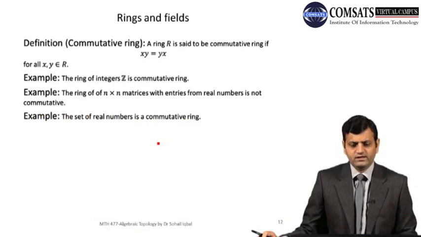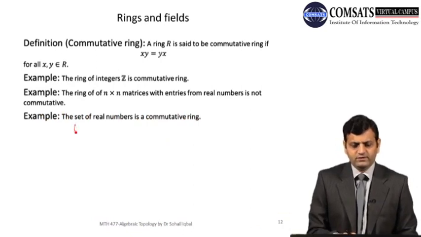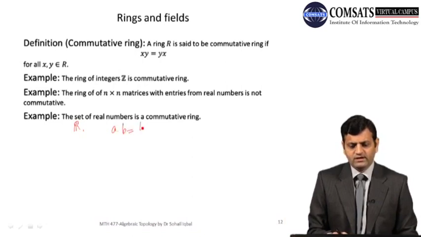The set of real numbers is a commutative ring because in the set of real numbers, if I multiply any two numbers, for example a into b, it is the same as b into a. For example, take pi, multiplied by 3; it is the same as 3 into pi. So it is commutative under this binary operation of multiplication.